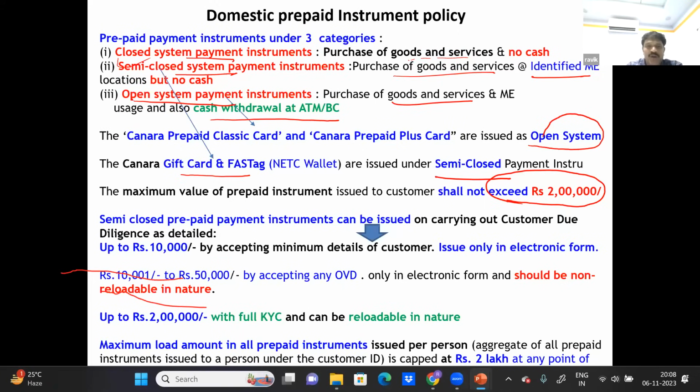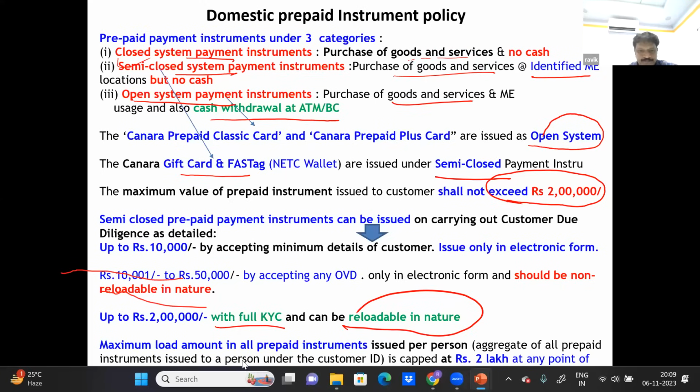For 10,000 to 50,000, if you want a semi-closed card, you should obtain an OVD, official valid document, only in electronic form, and it should be non-reloadable in nature. You cannot reload. If you want to give up to 2 lakhs, with full KYC we can do, and it is reloadable also. That means if anybody wants up to 2 lakhs, maximum KYC compliance is required. 10 to 50 with OVD we can do. Up to 10,000, minimum details we can do. These are the three amounts you have to remember for the exam.